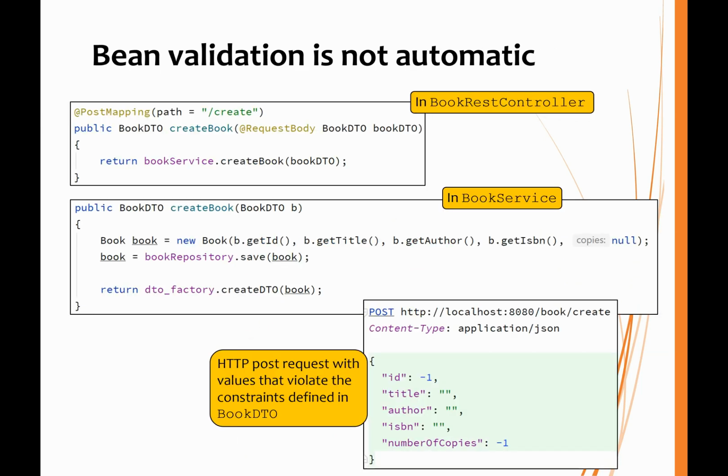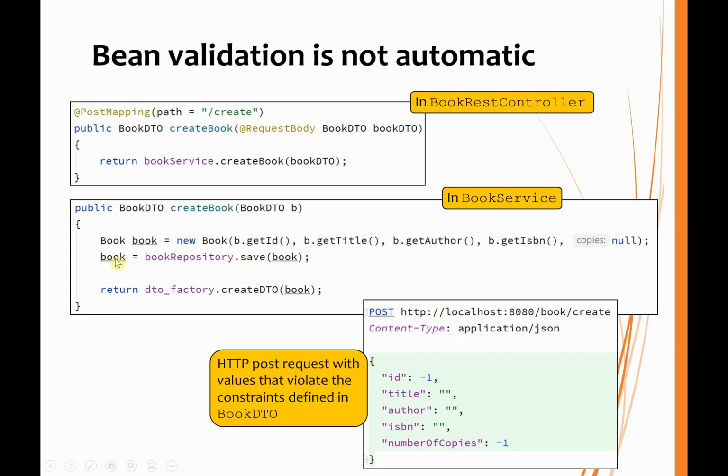But bean validation is not automatic. Just because we've put those annotations into the bookDTO class does not mean that they will be validated. Here's an example. In the book REST controller, in the createBook method, we call the book service createBook method. And what we're doing is passing in a bookDTO object that has been created automatically from the data that came in as the request body as part of the post request. In book service, we're creating a new book object using the data in the bookDTO object and saving it via the repository in the database.